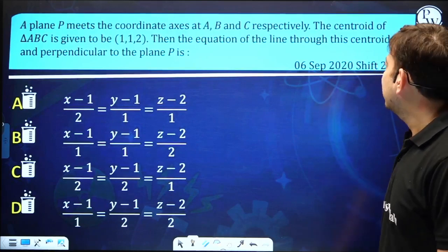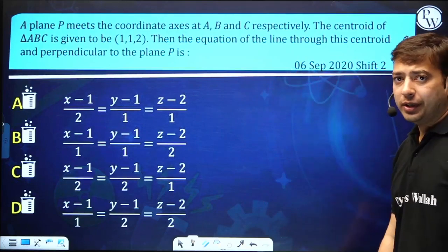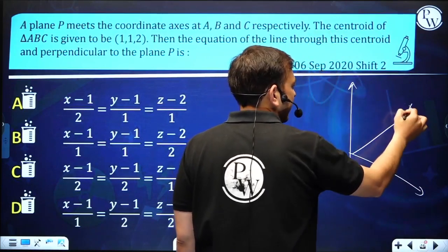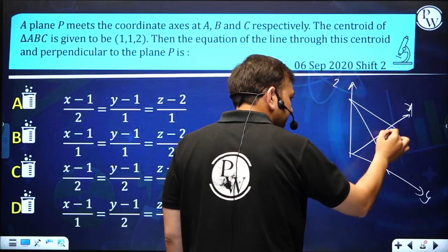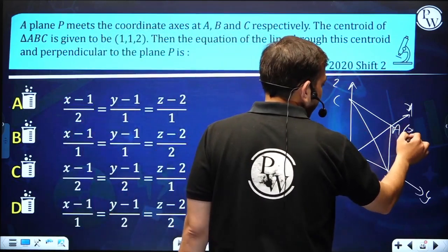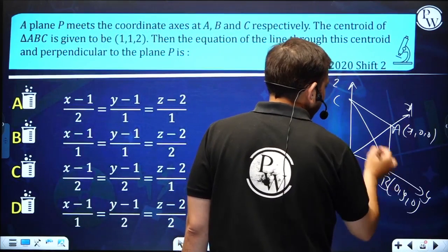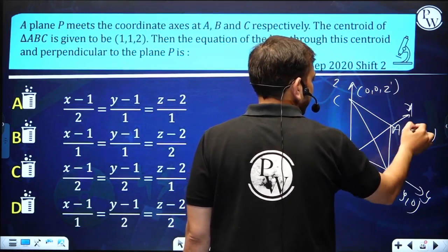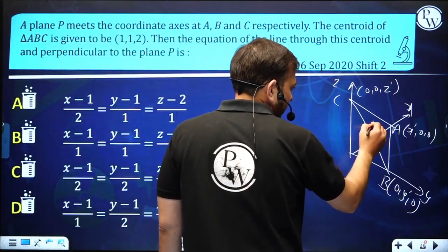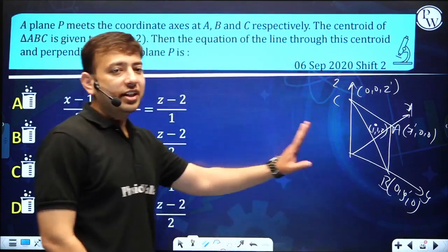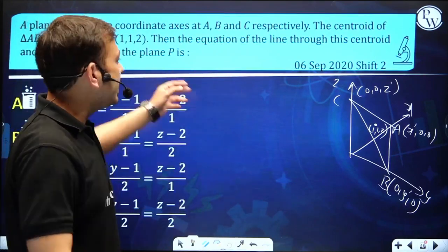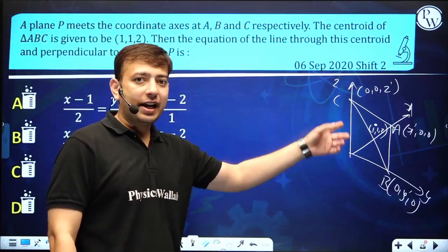Now, a plane meets the coordinate axes at A, B, and C respectively. You can say this is X, Y, and Z. So the plane is meeting the coordinate axes at A, B, and C. Let this point be X dash, 0, 0. So this is 0, Y dash, 0. And this one will be 0, 0, Z dash. The centroid of the triangle ABC is 1, 1, 2. This is given, so a diagram will give you a picture. Then the equation of the line through this centroid and perpendicular to the plane.